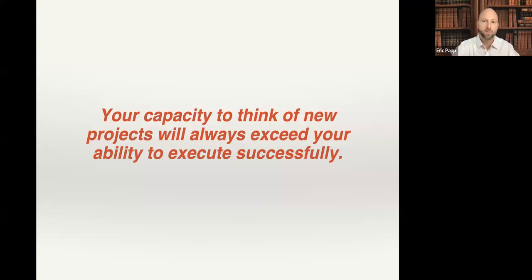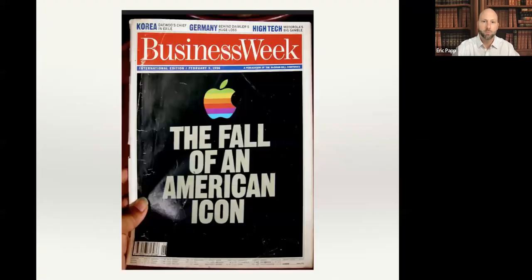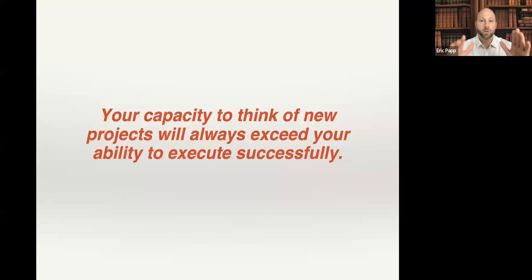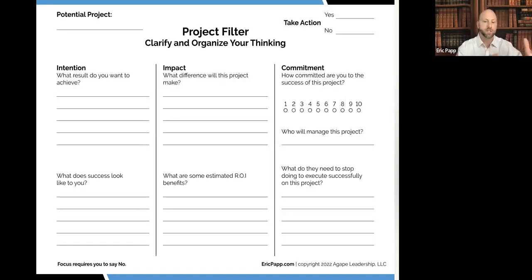A great story of this before we get into the project filter is Apple. This was Business Week, the fall of an American icon. It says here, February 5th, 1996, Steve Jobs is brought back into Apple. They're doing way too much, way too many projects. Apple's scanners, printers, they've got 17 different types of desktop computers. And Steve Jobs comes back and condenses it down into about 10. So we have to figure out what projects are we going to say yes to? What projects are we going to say no to?